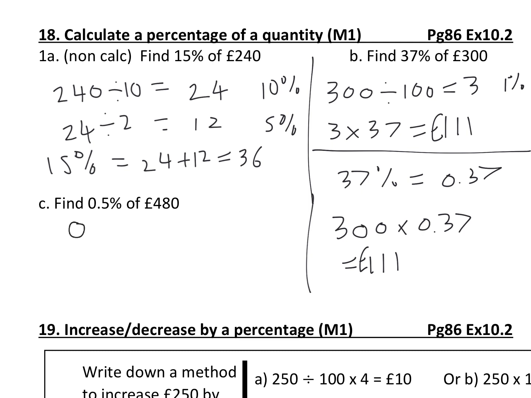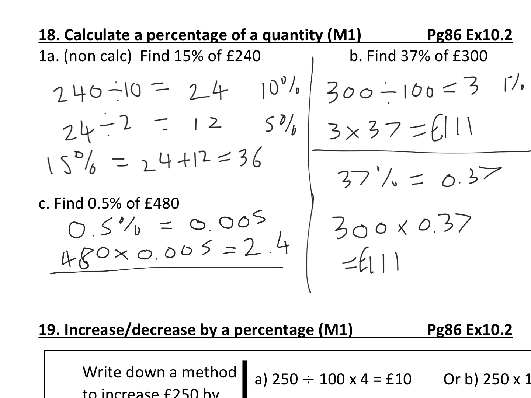Part C then, we have to find 0.5% of £480. So we can change that percentage, 0.5%, into a decimal by dividing by 100, which would be 0.005, and then we can multiply by 0.005. This is more of a calculator method, so just be aware of that. That would give you 2.4.